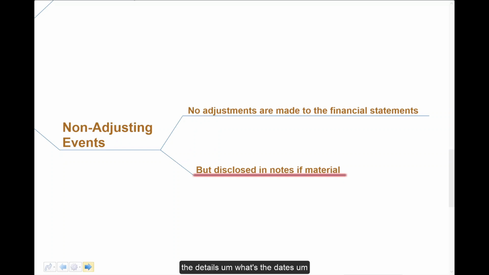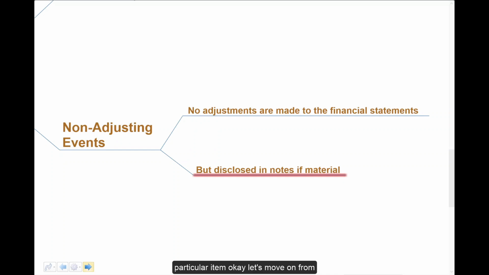Give the details. What's the dates? What's the amounts? When did it occur? How did it occur? Broadly speaking, we're talking about information. Disclosure means, in the notes, it simply means providing the user, providing stakeholders with more information in relation to a particular area or particular item.